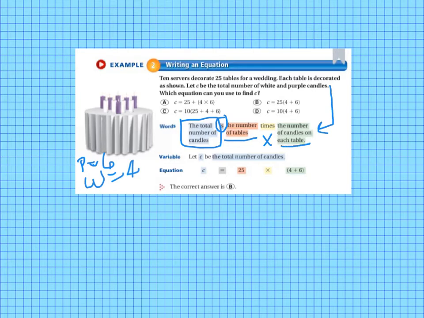So they told us in the problem that our variable was going to be C for the total number of candles. So our equation is going to be C equals 25, because there's 25 tables, times 4 plus 6, because we have 4 white candles plus 6 purple candles on each table. So the correct answer is B. C equals 25 times 4 plus 6. So again, remember that we don't put a symbol in between the number that we're multiplying and the parentheses.